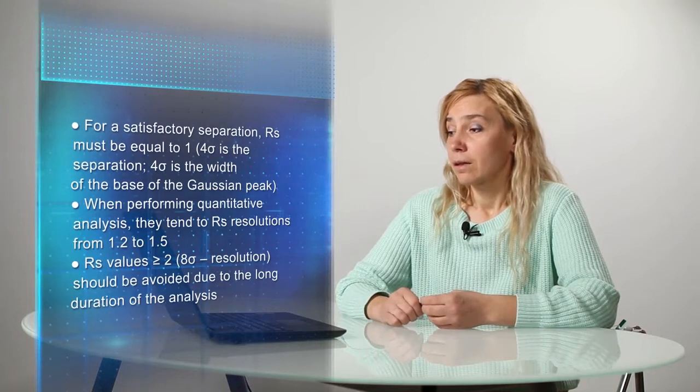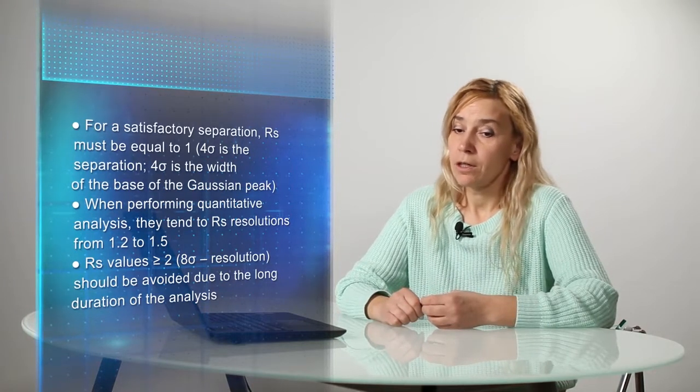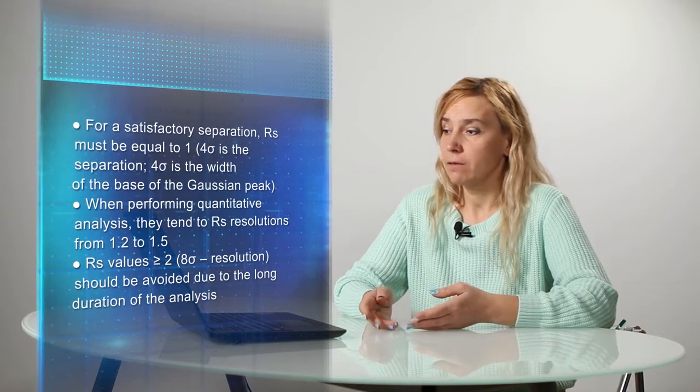There is a term for characterizing the degree of separation. It's resolution, RS. The resolution is good when RS is higher than 1. When the resolution is lower than 1, you will never see two distinct peaks after exit from a column. The resolution of two chromatographic peaks, RS, takes into account not only their locations, the retention time of each peak, but also the widths of the peaks, W1 and W2. When performing quantitative analysis, they tend to use RS resolutions from 1.2 to 1.5. RS values greater than or equal to 2 should be avoided due to the long duration of the analysis.